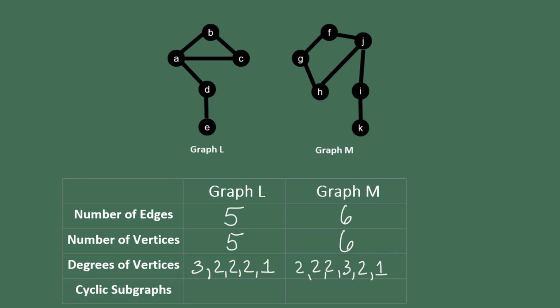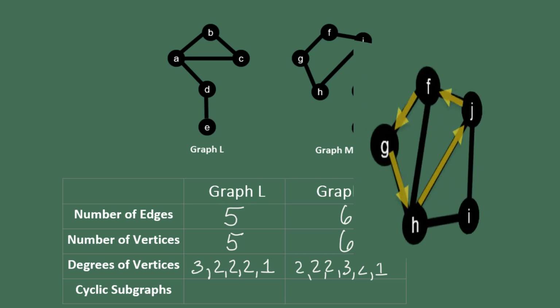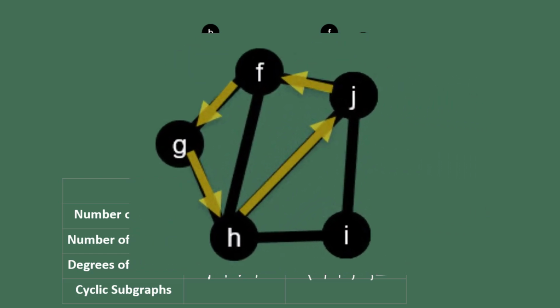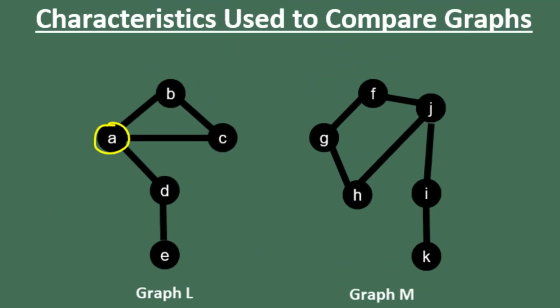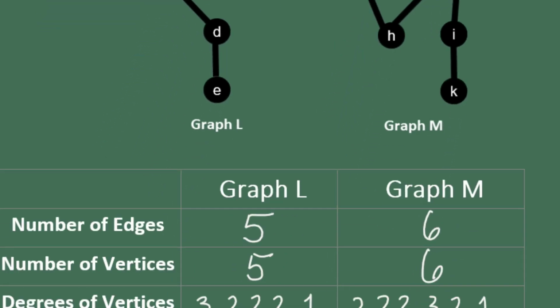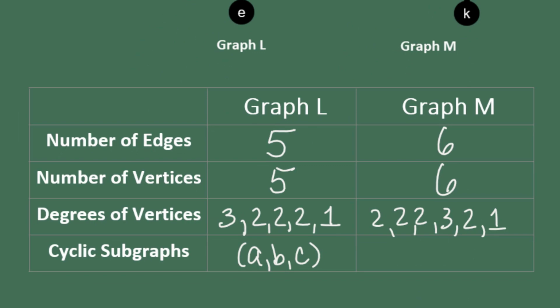Finally, let's look for any cyclic subgraphs. Remember, a cyclic subgraph will travel from one vertex through a sequence of vertices, never hitting any vertex or edge twice, and returning back to the original vertex. So in graph L, we have a cyclic subgraph of size 3 that travels from A to B and then to C and then back to A again. There are no other cycles. This is a 3-cycle and also known as a triangle.